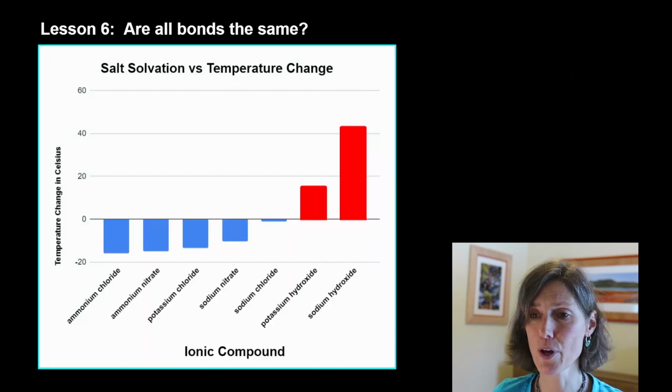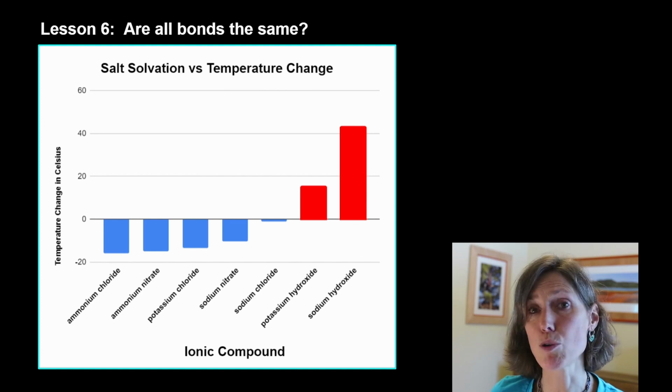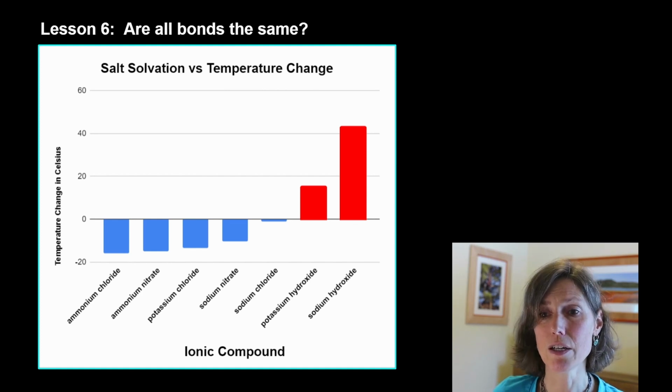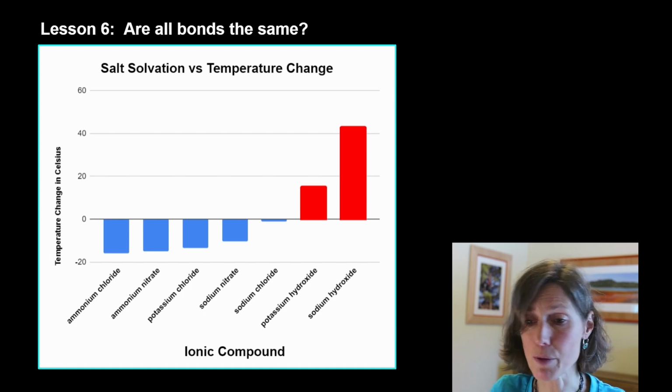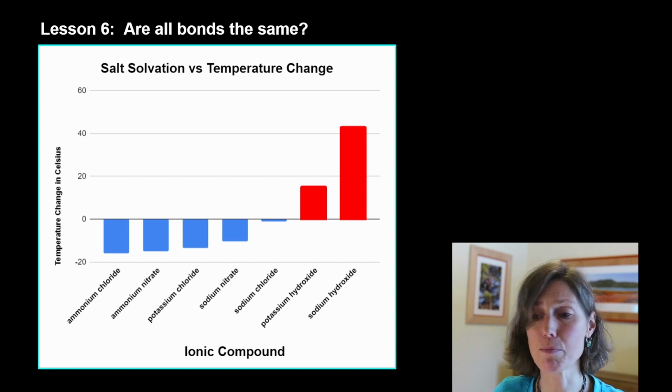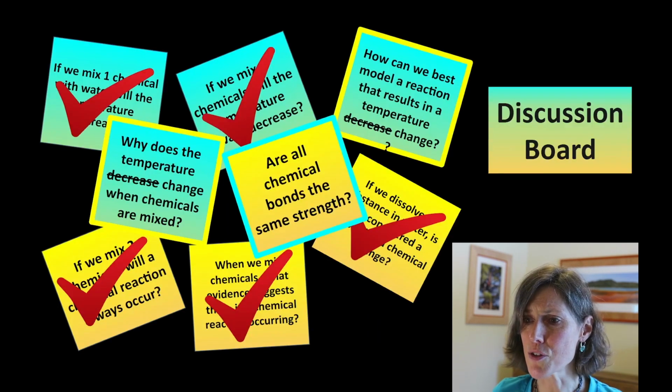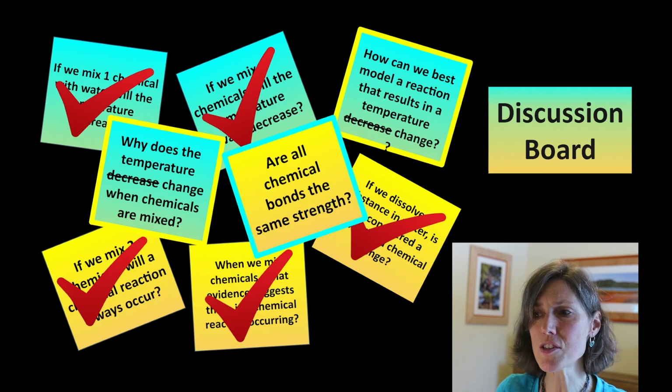Let's check it out. So this shows you the actual Google Sheets data chart, which displays the differences in temperature, whether it's a rise for sodium hydroxide and potassium hydroxide, or a drop considering the salts ammonium chloride, ammonium nitrate, potassium chloride, sodium nitrate, and maybe less so sodium chloride. So are all bonds the same? I don't think so.